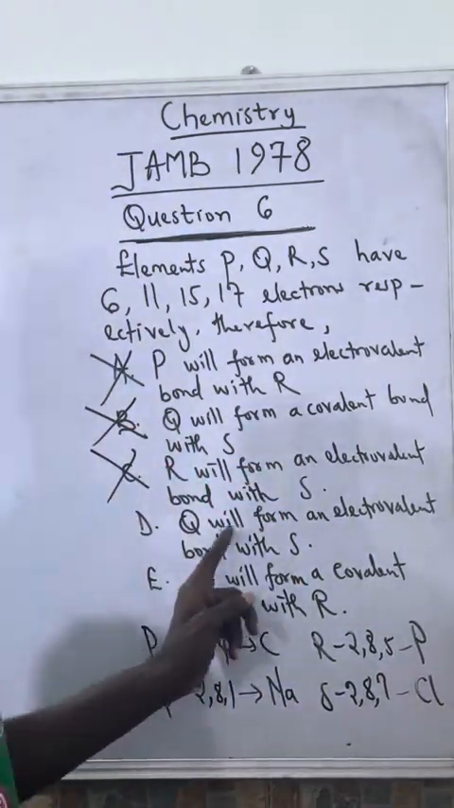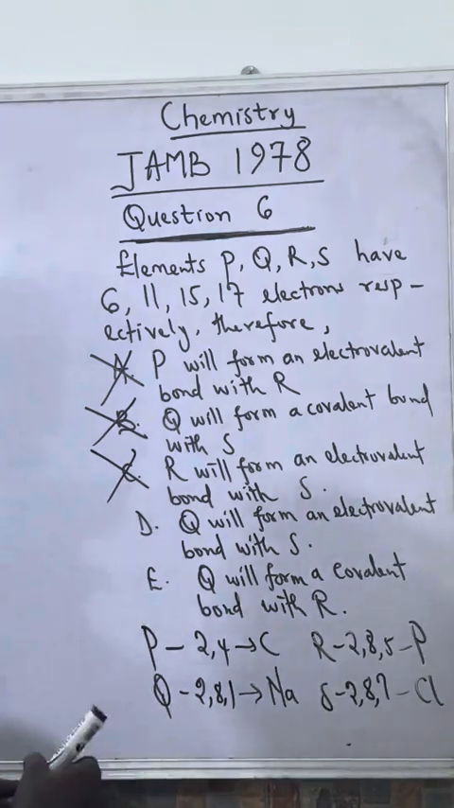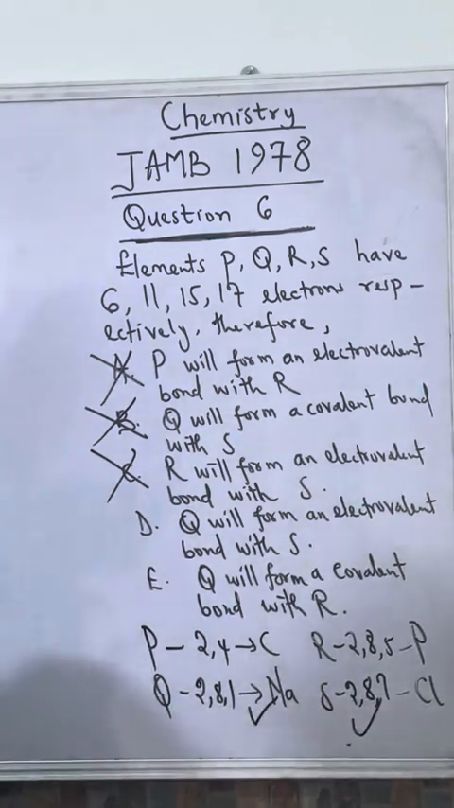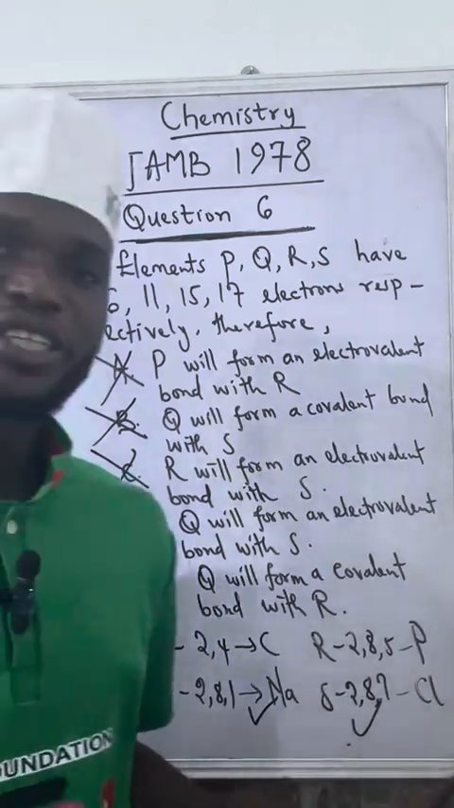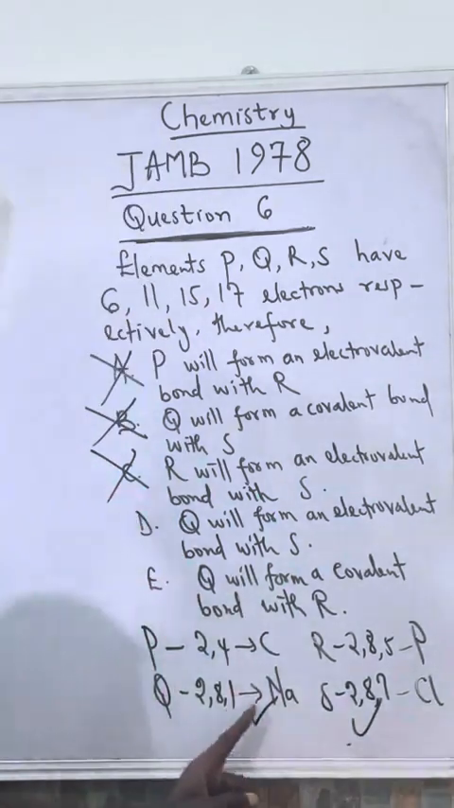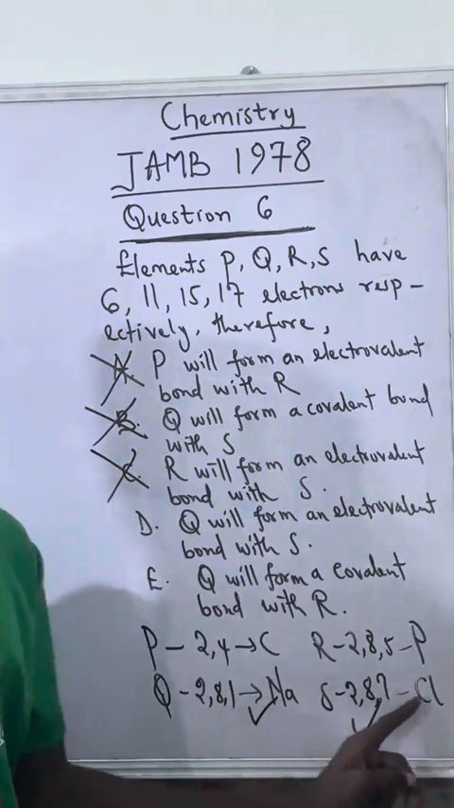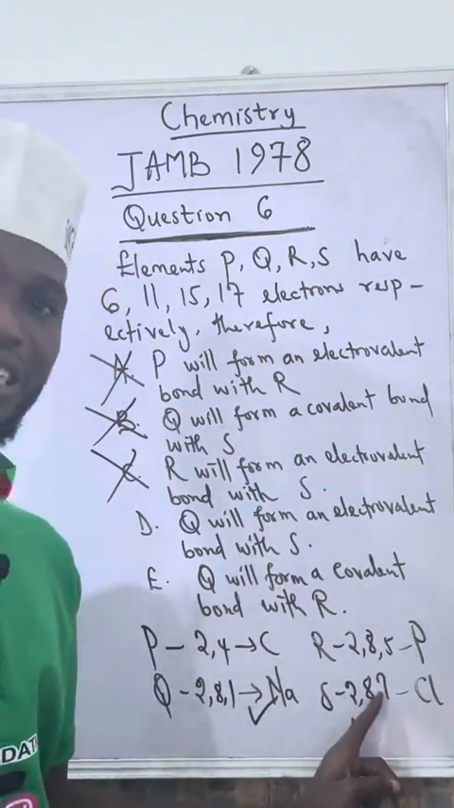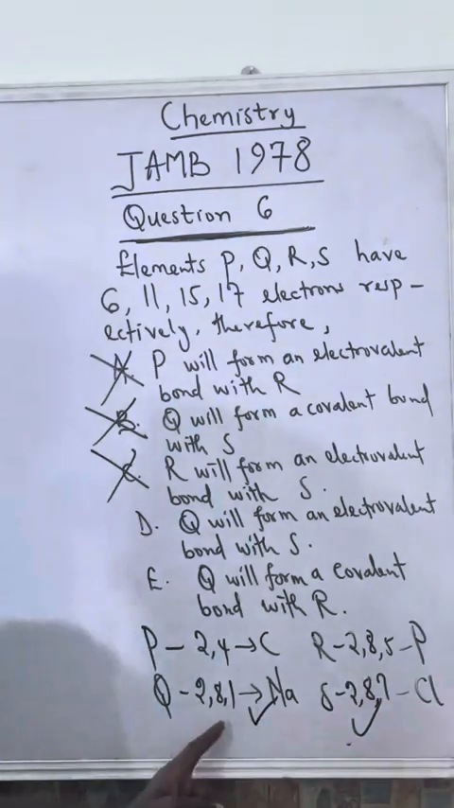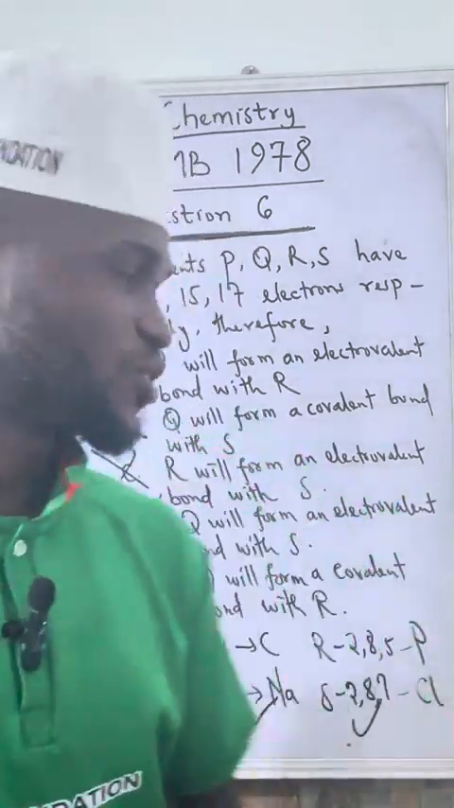Let's go for D. Q will form an electrovalent bond with S. Q is sodium, and S is chlorine. Q is a metal, while chlorine is a non-metal. So sodium can transfer one electron, which is in its outermost shell, to the chlorine to complete the octet state. So that means this is possible. It is only D that is possible. So therefore, the correct answer is option D.